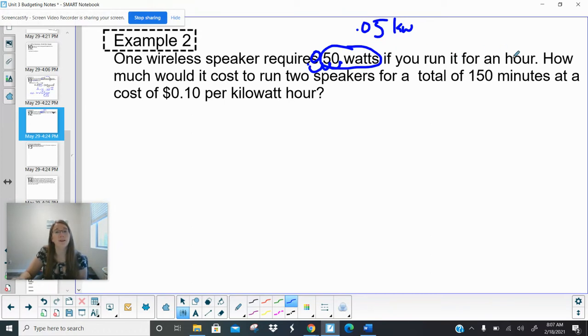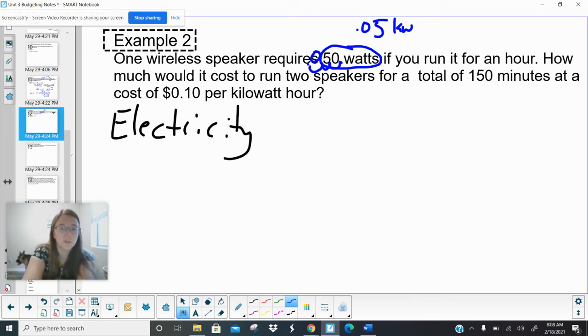Let's keep going. If you run it for an hour, how much would it cost to run 2 speakers for a total of 150 minutes at a cost of 10 cents per kilowatt hour? So once again, we're going to need to use that electricity usage formula here, because we need to know how much we actually used because we ran it for longer than an hour. And not only that, but this is one wireless speaker and we are running two. Very important, guys, to keep an eye out for little things like this. So we can find the usage for one speaker and then multiply it by 2, and that's going to be the usage for 2.